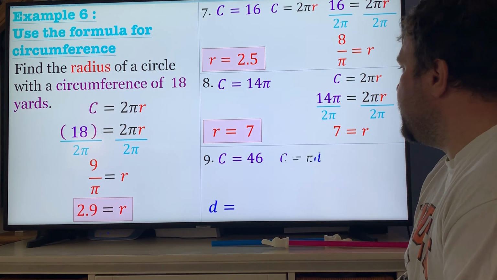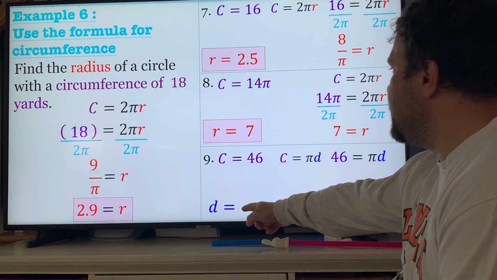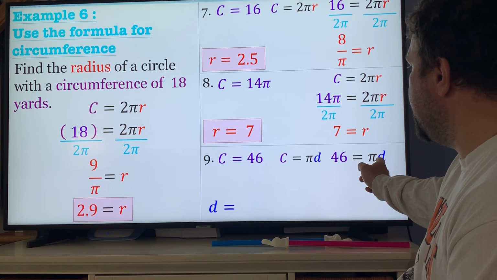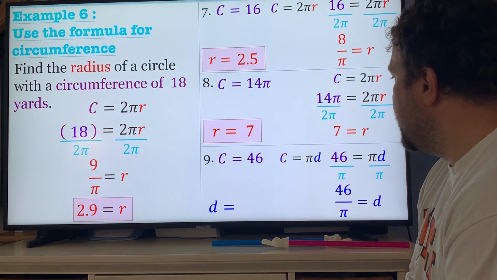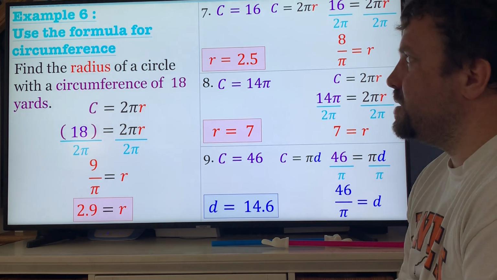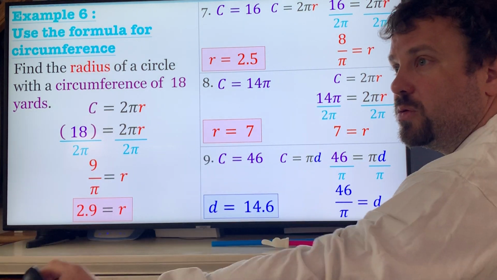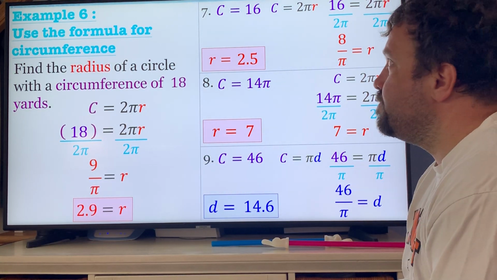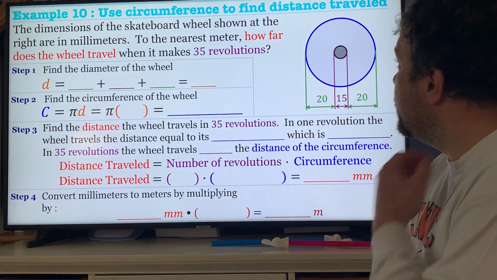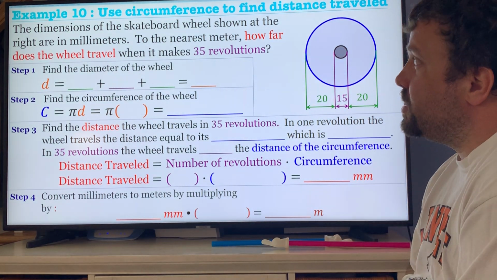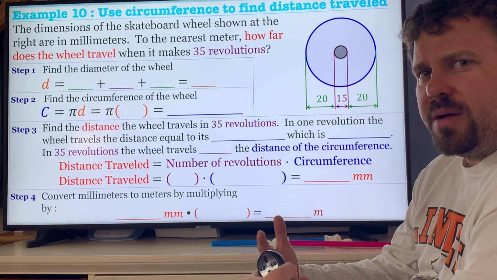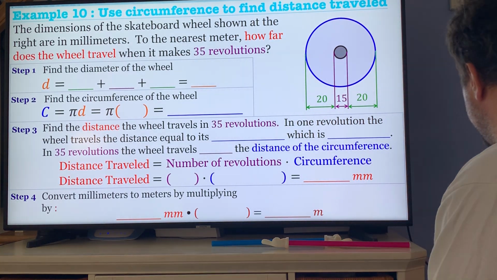46. Same basic concept, but now we're using pi d. So 46 equals pi d. You just have to divide 46 by pi. Once you do that, you get an answer of 14.6. All right, so we went forwards, we went backwards. Now we're going to use that information we just did, and I'm going to add it up a little bit.